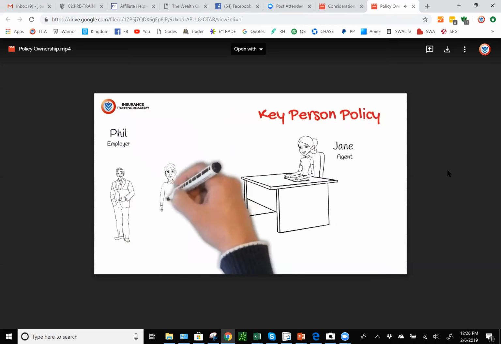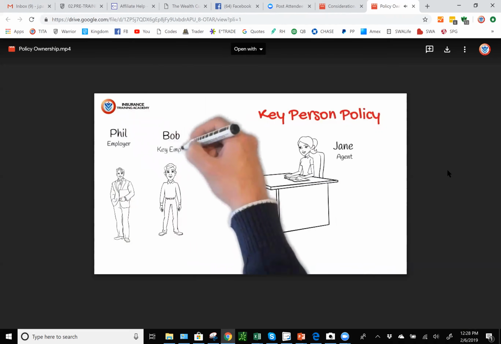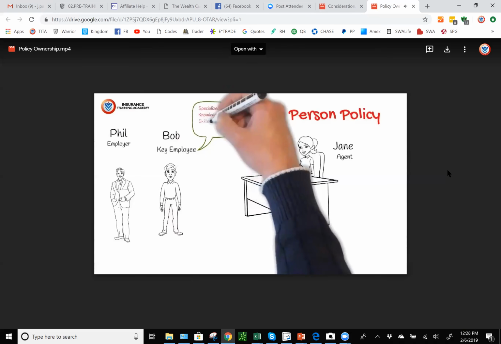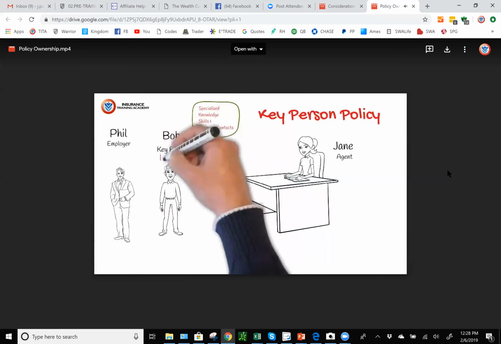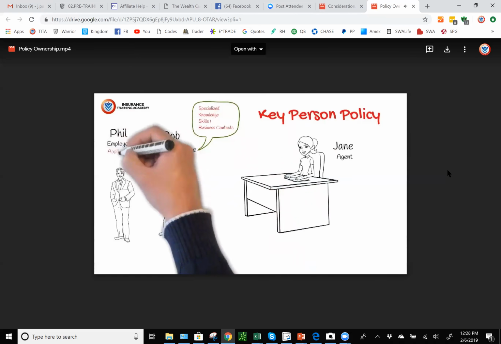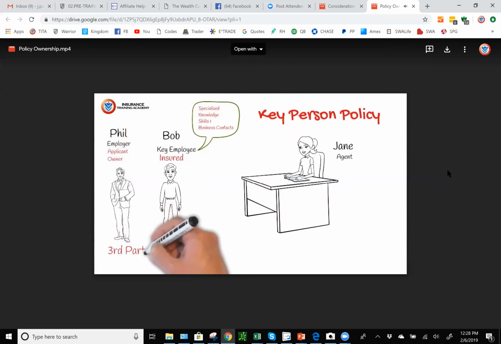Now, Bob is not just any employee. Bob is a key employee. A key employee is someone who has specialized knowledge, skills, and business contacts, a very important part of the business operation. Now, on a key employee policy, Bob would be the insured, and Phil would be the applicant, and Phil would be the policy owner. This is also an example of third-party ownership.